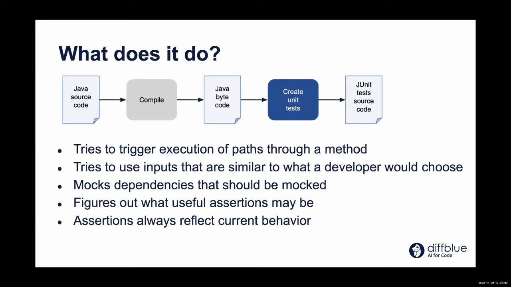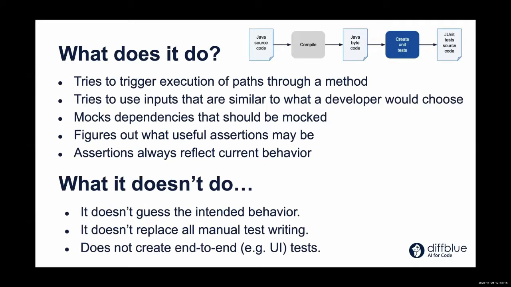And what is important to note, the assertions always reflect what the current behavior of the code is. So in particular, what it doesn't do, it doesn't guess the intended behavior. So it will not figure out what you might have meant with what the code is doing. It will just show you what the current behavior is.